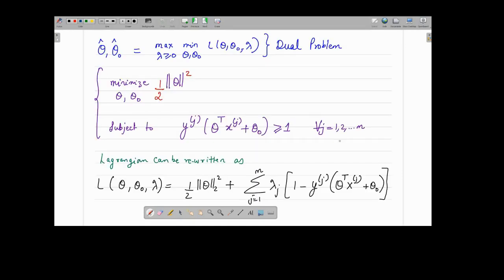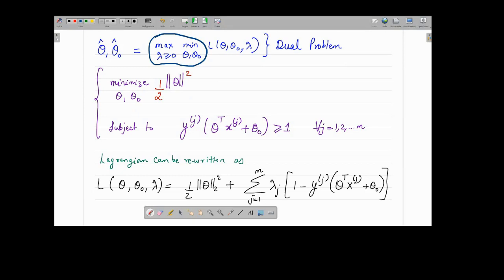So again, we are back here. Now we are trying to do it in dual space. Earlier it was in the case of primal space, now it's in dual space, and that can be seen from this. Earlier it was min max, but now it is max min.